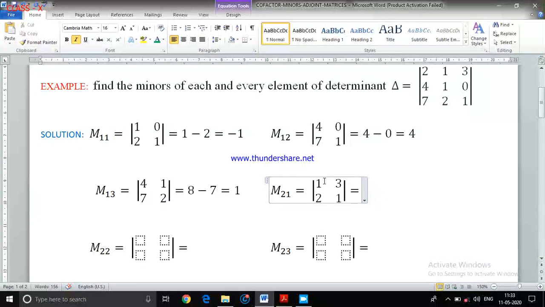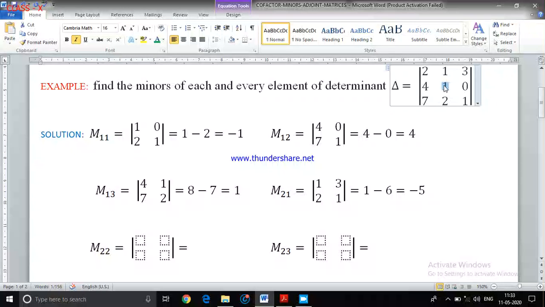So what do you get here? If I find the determinant of this matrix, 1 into 1 is 1, minus 2 into 3 is 6, which will be equal to minus 5. Okay. Now let me go for the A22 element. What is the A22 element? A22 element is number 1. Right. So second row and second column.